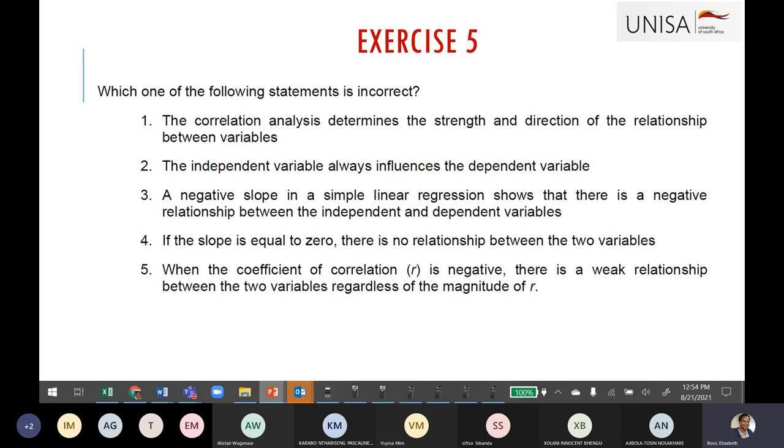Which one of the following statements is incorrect? I'm going to give you 2 minutes to read it through and then give me an answer. The correlation analysis determines the strength and the direction of a relationship between variables. The independent variable always influences the dependent variable. A negative slope in a simple linear regression shows that there is a negative relationship between the independent and dependent variable. If the slope is equal to zero, there is no relationship between the two variables. When the coefficient of correlation is negative, there is a weak relationship between two variables regardless of the magnitude of the R. Which one of these is incorrect?